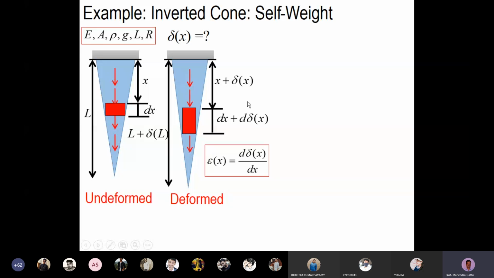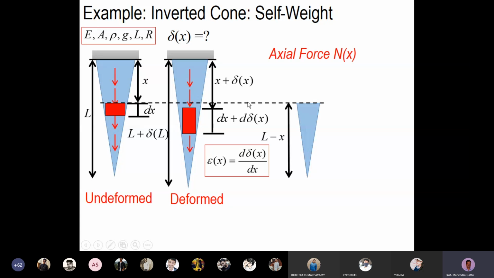So we cut a cross section at x and draw the free body diagram. So this is the cone. This volume of cone is there, and the weight of this cone is acting downward. So what is the volume of the cone? It is 1 by 3 pi r square h. Here r will refer to this radius, and we have an axial force N of x acting, which will balance the weight of the cone.